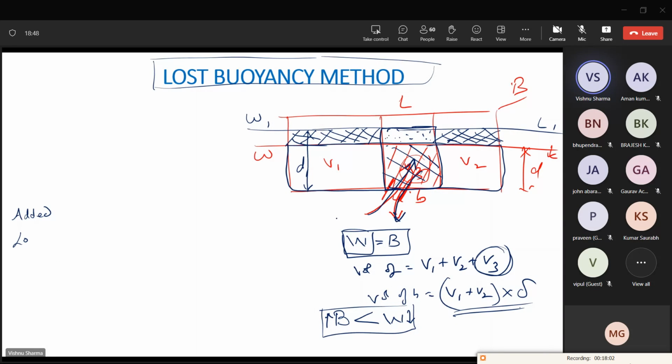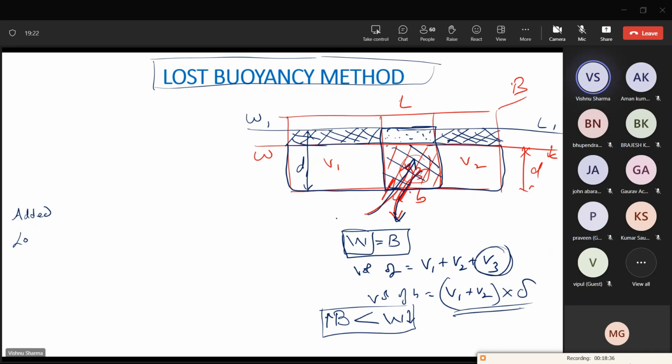There is an imbalance between W and B. In the added weight method, the imbalance was caused by an increase of W, causing the vessel to sink. In the lost buoyancy method, again there is imbalance. The imbalance is caused because of loss of buoyancy. There is no change in displacement, but the buoyancy has reduced, and that causes the vessel to sink. In both cases, sinkage is taking place, and the vessel will settle at the same draft D1.